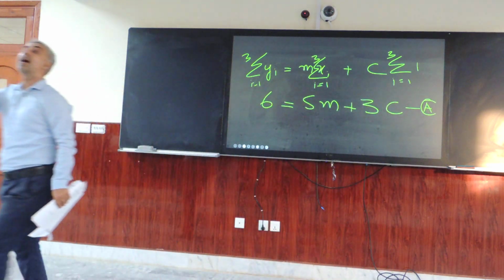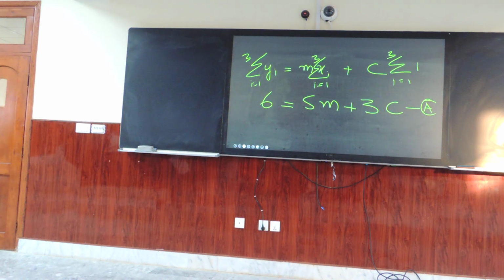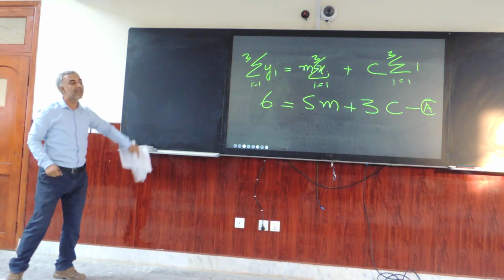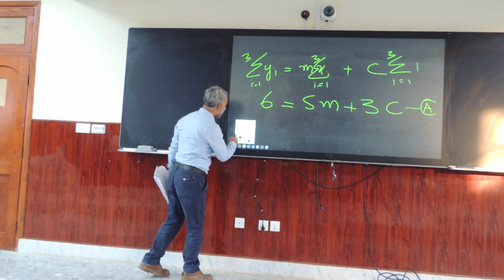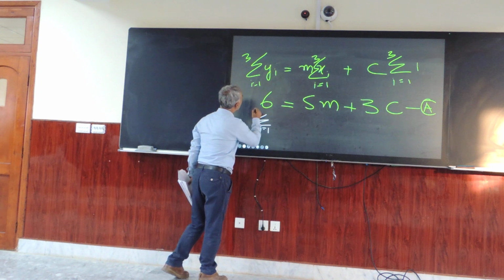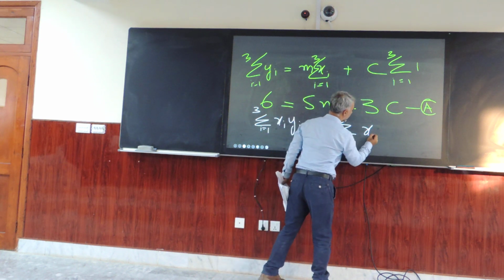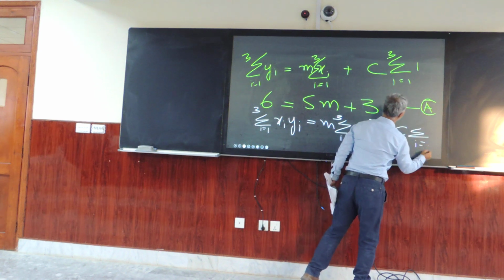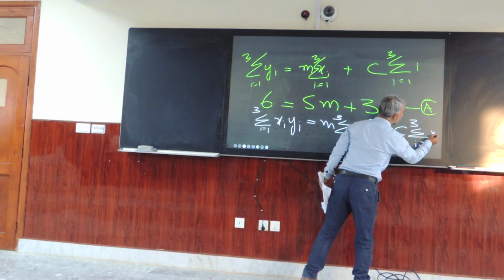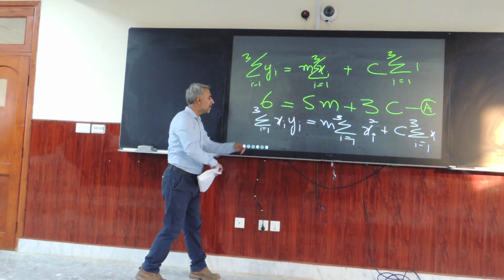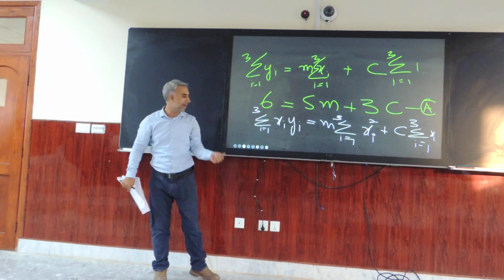My children, we need another equation. For what purpose? For the process of elimination. Because if we have two equations, then we can easily eliminate for getting the value of C or the value of M. So how can we make another equation? If we multiply the first equation with some variable, for example x, do you have any objection? No, sir. Understood? Yes, sir. I multiply through the equation with x, so we need to multiply the x and y values, then sum up all the three.